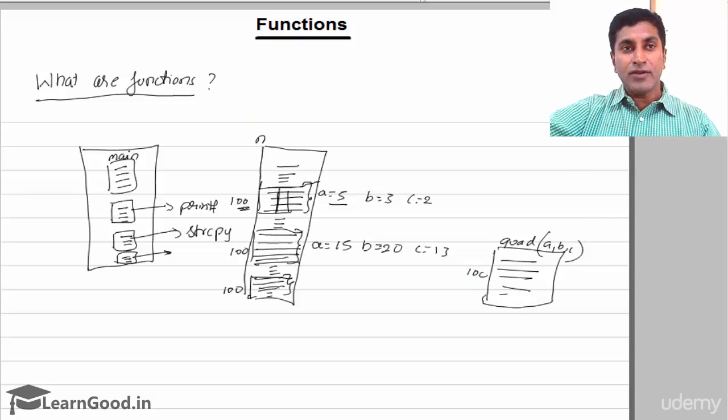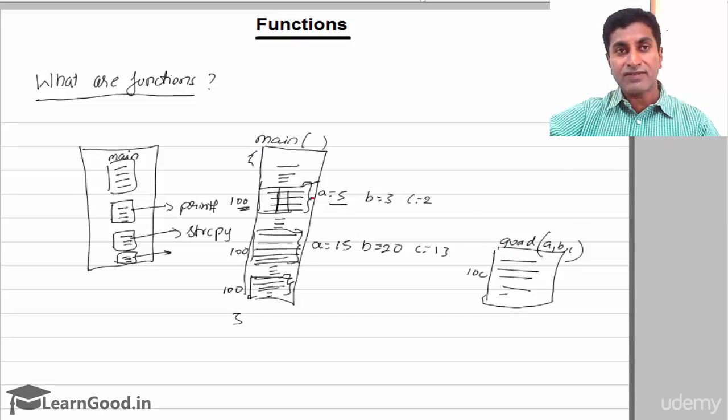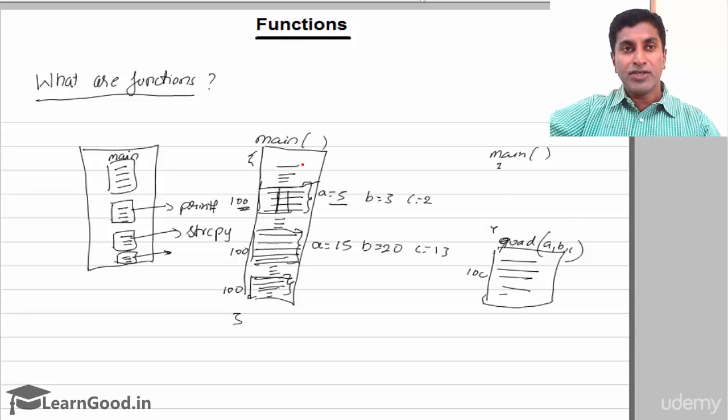So earlier you used to write everything in the main function. Now what we are doing is, we have separated these 100 lines into a separate block, and we have given it the name quad. And in the main function, you write this set of statements.